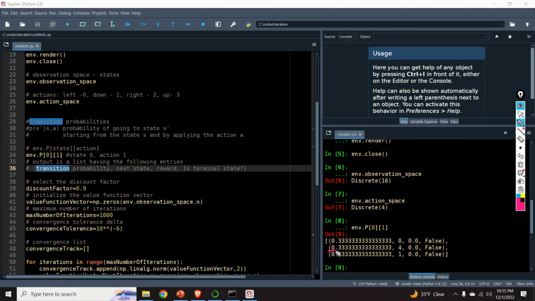Let us analyze this transition probability. So what's happening over here? Again, we have the probability. The current state is 0, the action is 1, which means down.